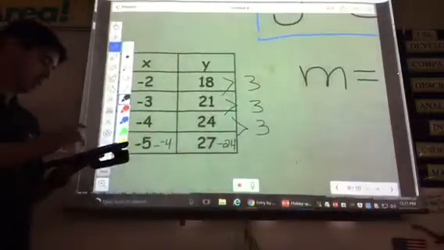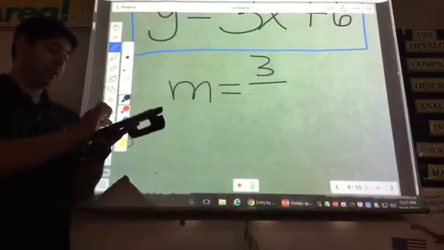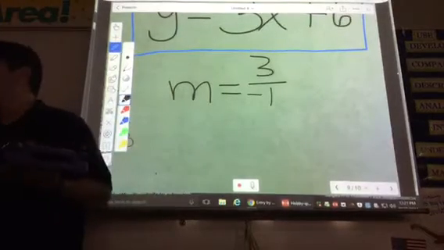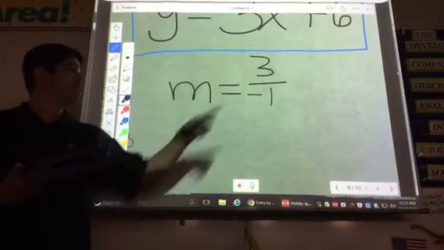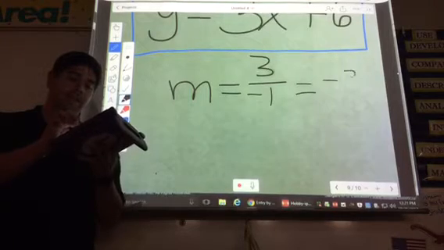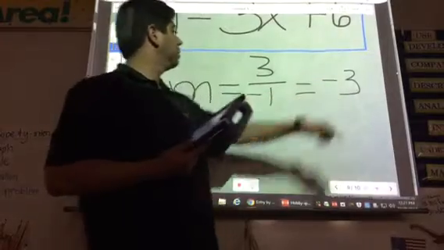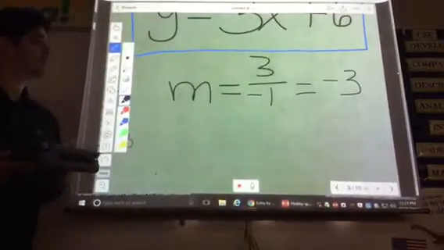So for my slope, I'm going to just transfer that over here as my denominator. Negative 1. So would it be negative 3? Right. So 3 over negative 1 is really going to be negative 3. Don't forget this negative sign. Okay? Don't forget the negative.